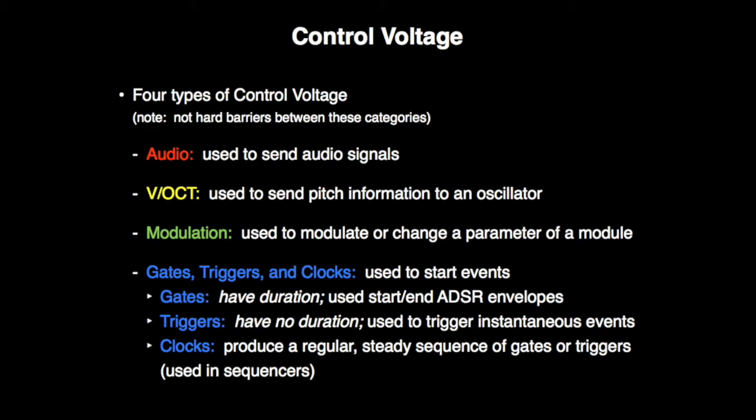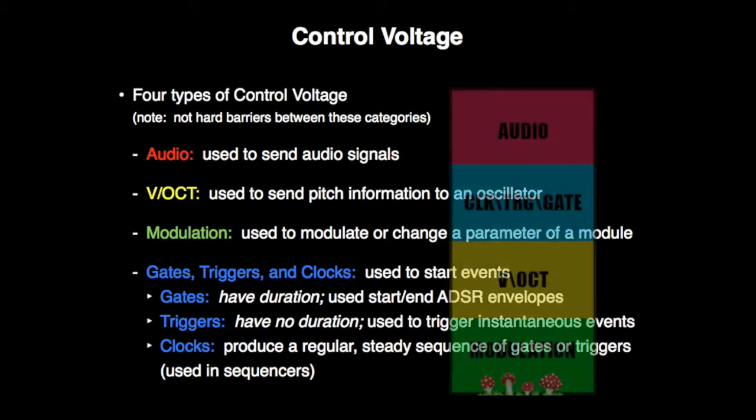And then lastly, there are clocks. And clocks are modules that produce a regular steady sequence of gates or triggers, where we just have a regular steady stream of gates to start envelopes or triggers to start other events. And this is essentially what we have in sequencers. Sequencers produce a steady stream of these gates, so we can, for instance, tell an amplifier to play a series of notes. This might seem a little confusing now, but once we get into working with VCV Rack and doing some modular synthesis, you'll get a good sense of how these different types of control voltage work.